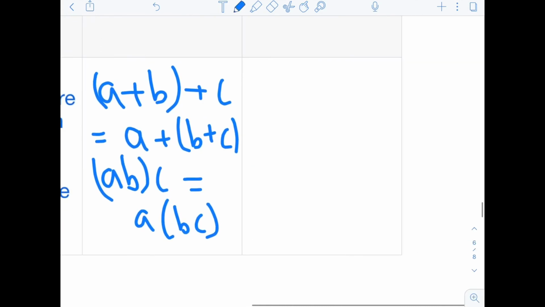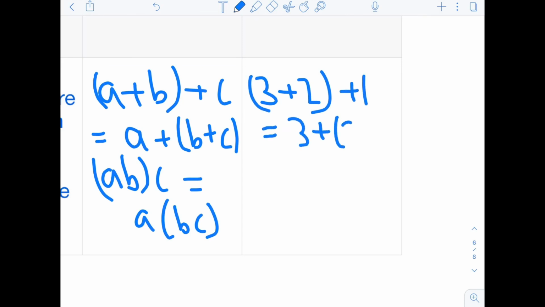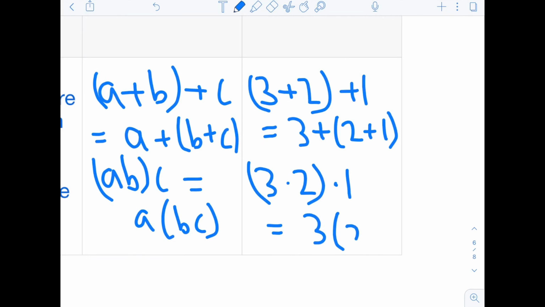So for example, (3 plus 2) plus 1 equals 3 plus (2 plus 1). Even when you shift the parentheses, it still equals 6. And same thing with multiplication. (3 times 2) times 1 equals 3 times (2 times 1), because they both equal 6.